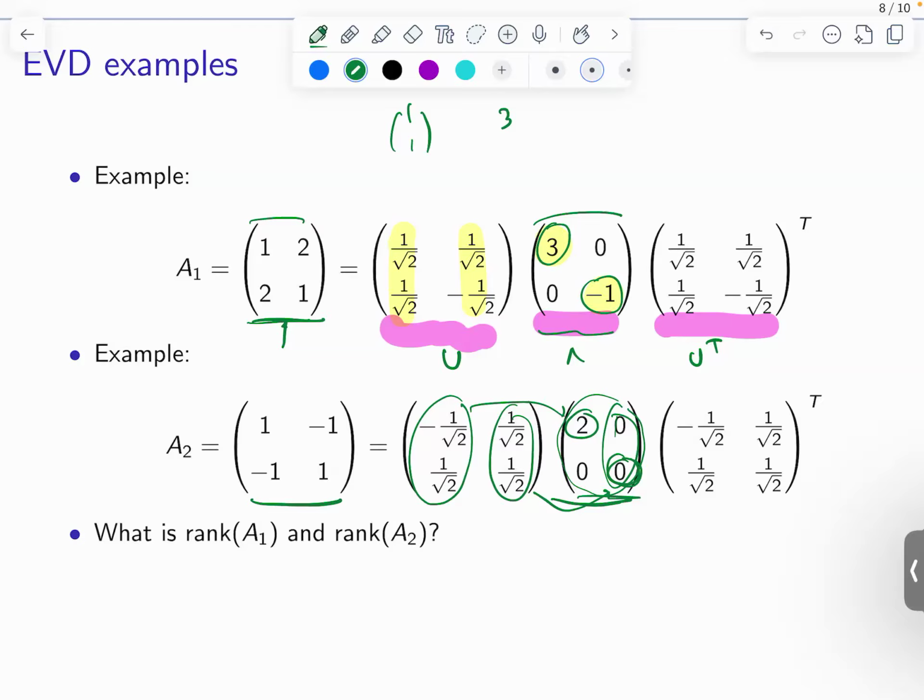Just verify these for yourself. Go back, read about eigenvalues and eigenvectors, try to compute all the eigenvectors and eigenvalues, and verify this decomposition.